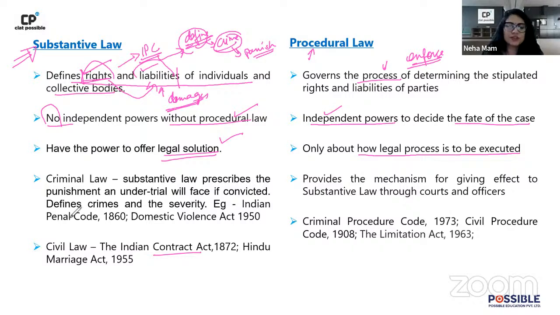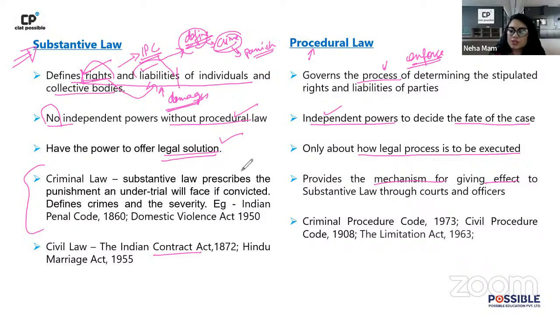Right. So whenever you look at substantive law, all this is again, we're talking about the same thing. It says it provides the mechanism for giving effect to it. Whereas when you look at substantive law, it is giving you rights and liabilities. This is what we discussed, the criminal law aspect of it.